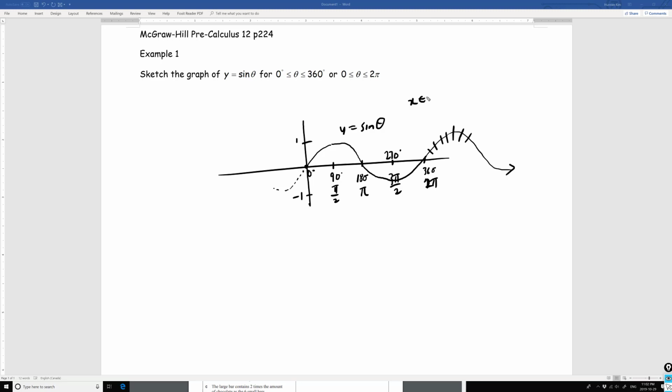Normally, domain x belongs to real numbers. In this case, we're not talking about x, we're talking about theta. However, the restriction of the domain is only between 0 and 360 degrees, or 2 pi radians, in this problem here.